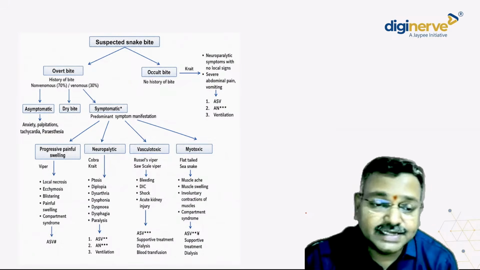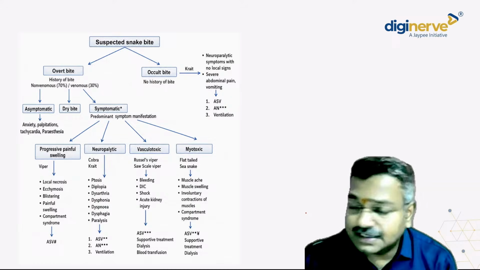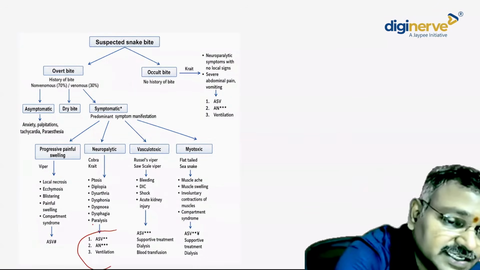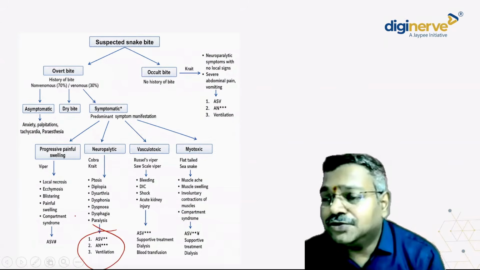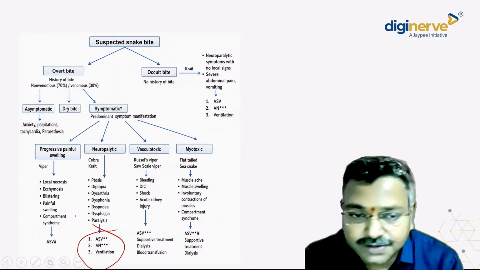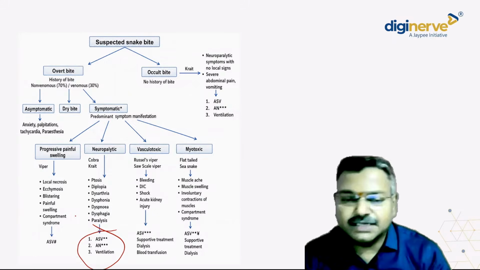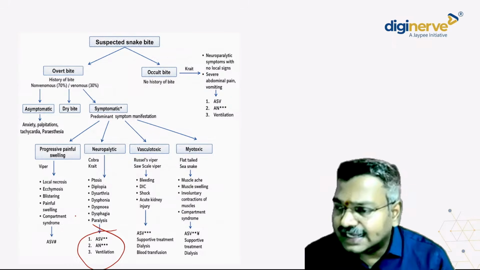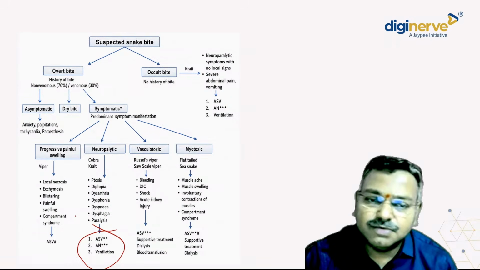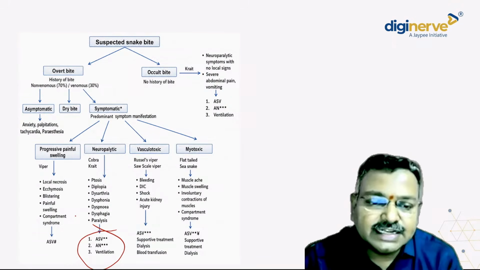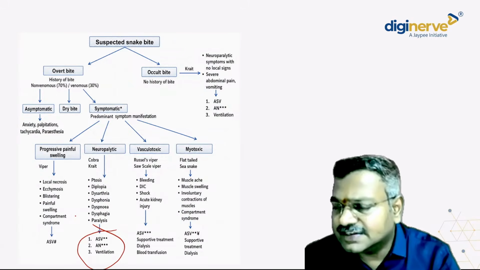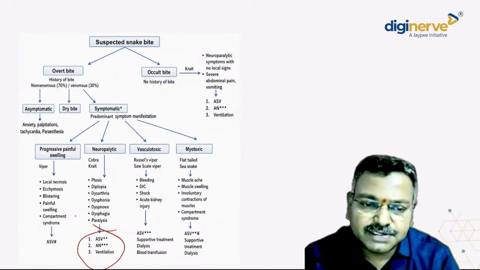Ptosis, diplopia, dysarthria, dysphagia, and paralysis. These patients will require ventilation. You also have to give them atropine and neostigmine. That's very important. The vasculotoxic, viper, usually present with bleeding. You do the whole blood clotting time, that will not clot. Renal failure may be there. Again, ASV is the drug of choice. Fresh frozen plasma you may have to give.